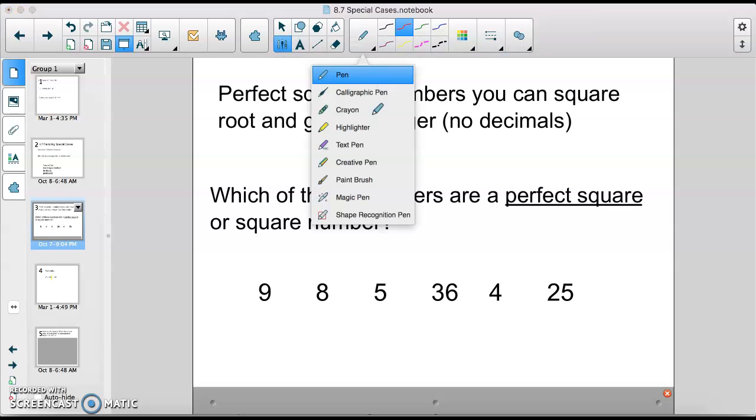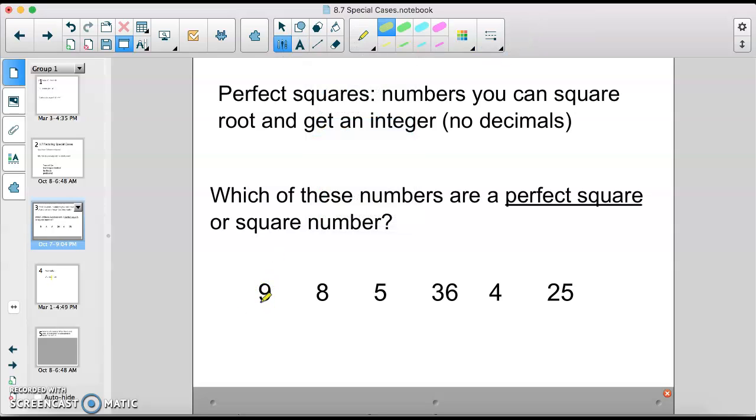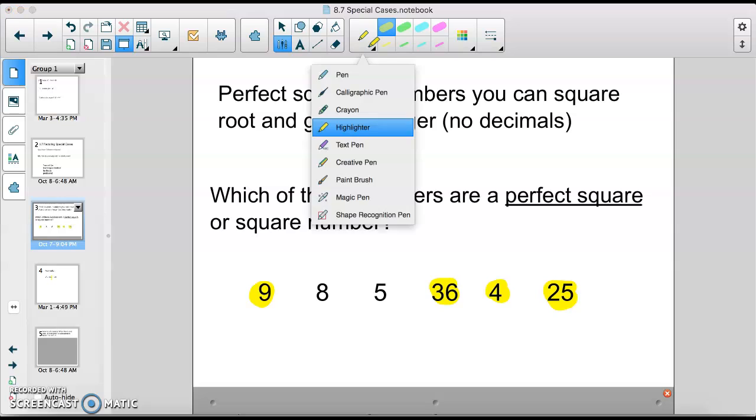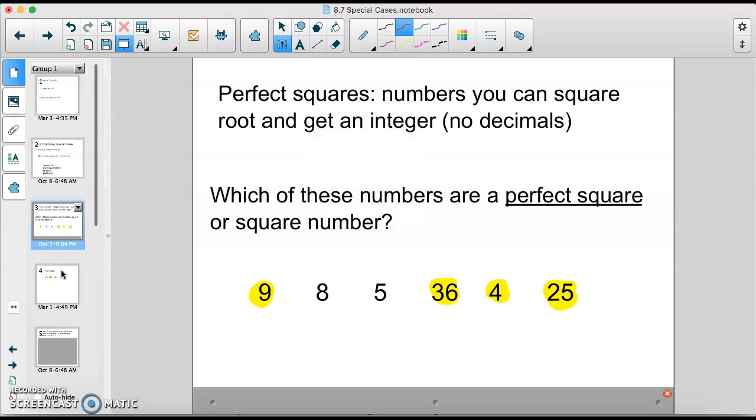Sorry, I want to change that to highlighter. This one is a perfect square because you can square root 9 and you'd get 3. If you square root 8, if you put it in your calculator, you would get like 2 point something, so that doesn't work. Same thing with 5, you wouldn't get a whole number, but you can square root 36, you get 6. You can square root 4, you get 2. And you square root 25, you get 5. So that's what I mean when something is a perfect square. You would get a whole number when you square root it.